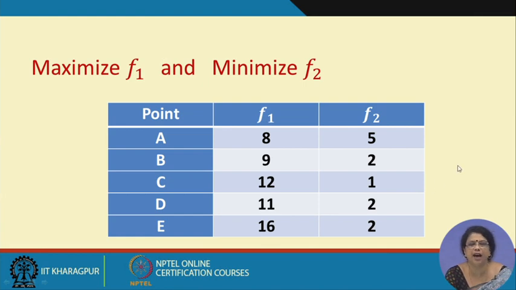Now, you see we have a data set where there are two objectives, F1 and F2, and there are 5 options, A, B, C, D and E. We have to maximize F1 and minimize F2.